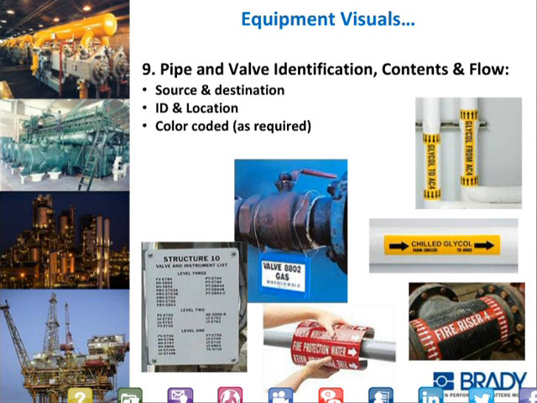Okay, pipes and valves. We want to know what is the pipe or valve, what's in it, what's the contents, what's the direction of flow. Where's it coming from? Where's it going to? Identification, like for safety valves, identification for critical valves, and then color coding for the different materials. You see some examples here. You've got the glycol to and the glycol from, chilled glycol, the direction of flow, valve tags. You can see those, the wraparounds for the fire protection water.